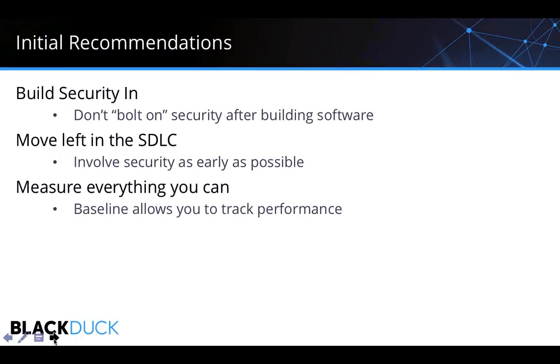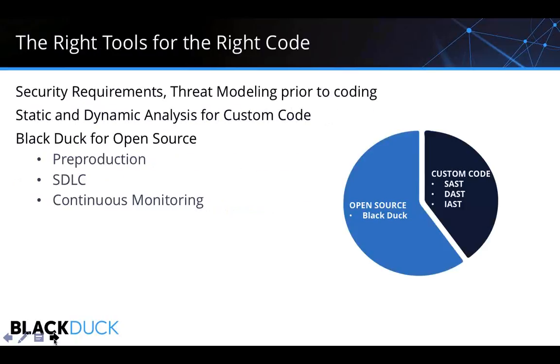So this might be IDE plugins that can look for open source components that contain security vulnerabilities, or perhaps that have licensing issues that you might not want to take on, and then baseline, track everything. If I guess it was Deming who said, if you can't measure it, you can't manage it. So again, track everything that you're using as you go forward, and use the right tools for the right code.